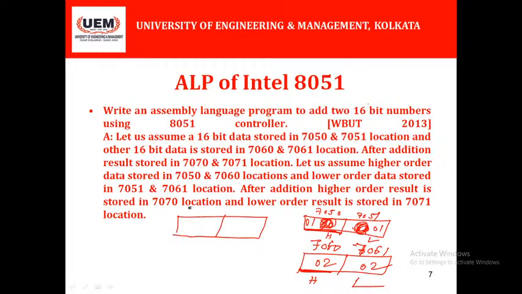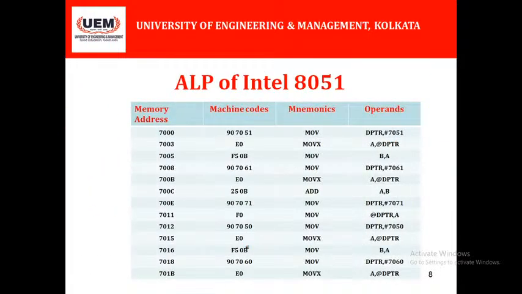So 7070, another one is 7071. We are going to store the result over there. This is higher order, this is lower order. So how can we do that? Very simple. First of all, from 7051, we are going to transmit the data to the DPTR, or data pointer register.